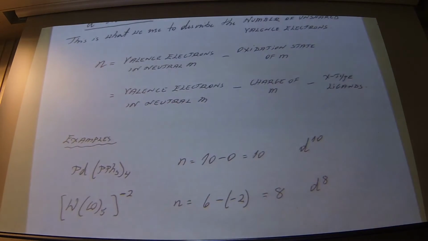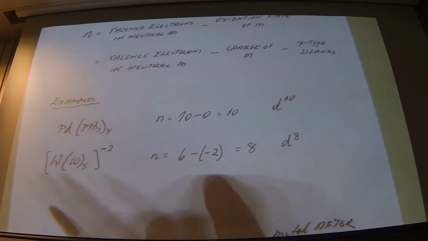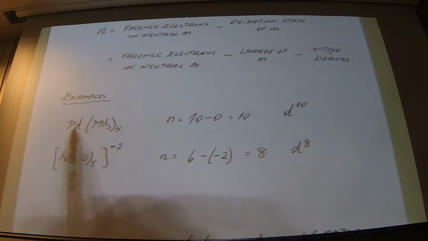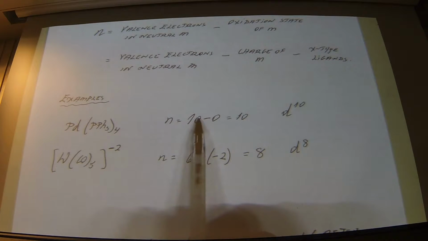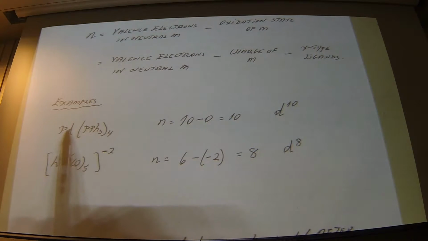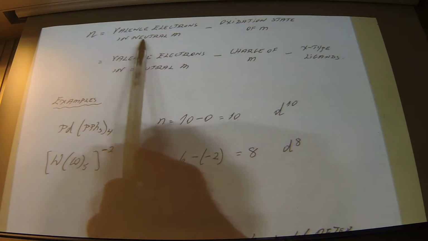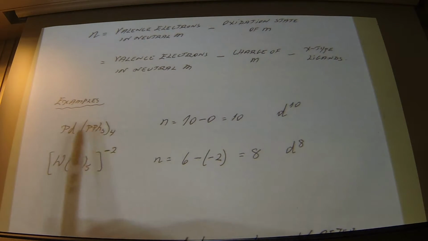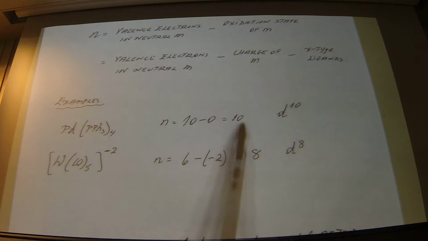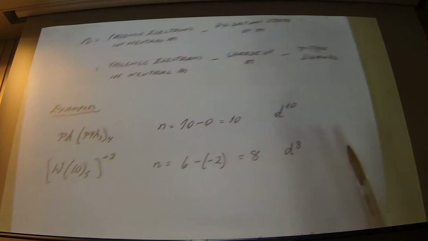It isn't particularly hard. We talked also about the dn notation. For tetrakis(triphenylphosphine)palladium, this is going to be d10, because the valence electrons are 10 and the oxidation state is 0, so it's a d10 compound.